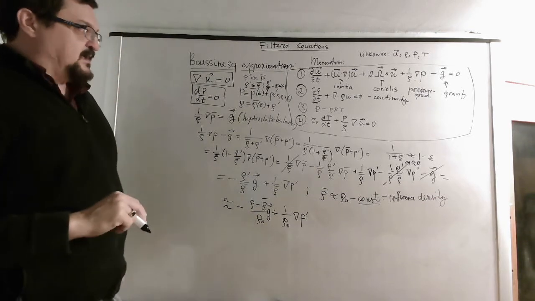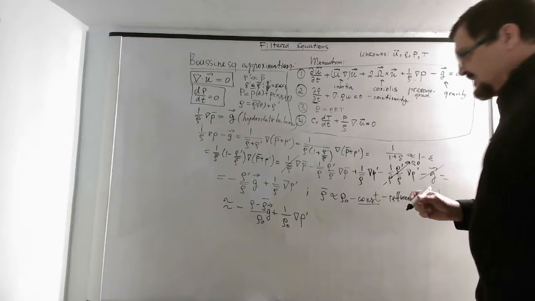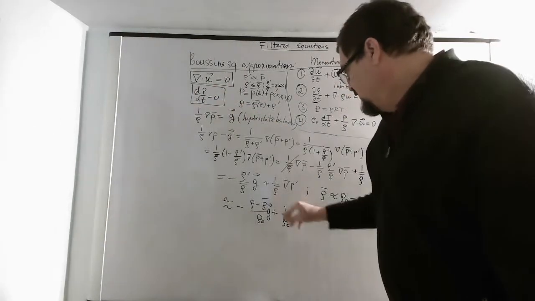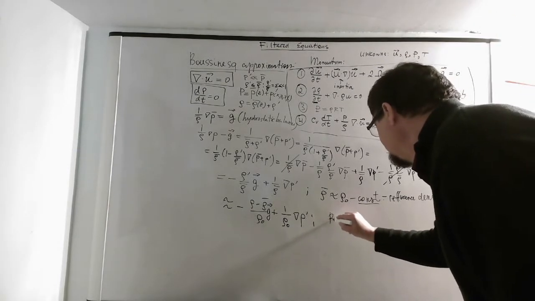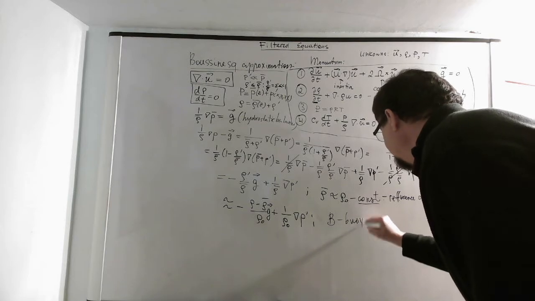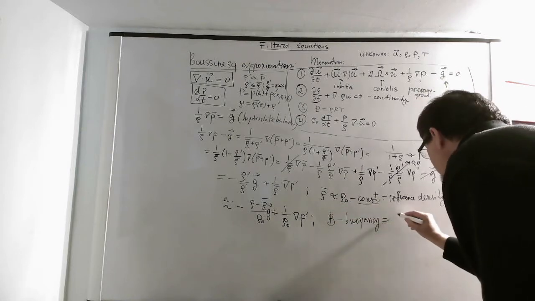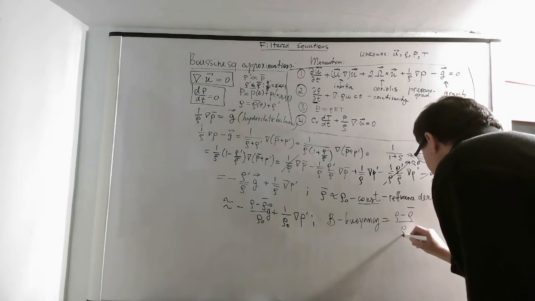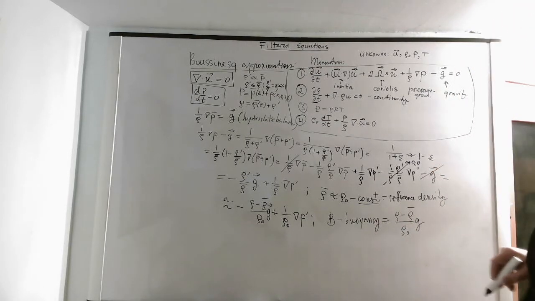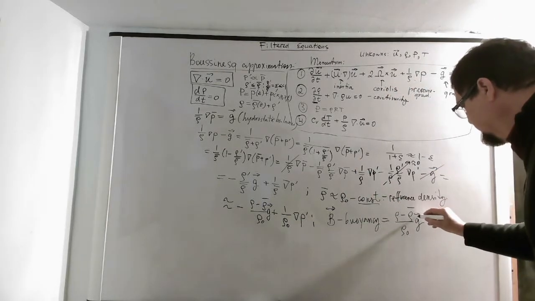So now let's introduce buoyancy. Buoyancy B equals rho minus rho mean, divided by rho naught, times g. Of course, it's acting only in the vertical because g is only in the z direction.